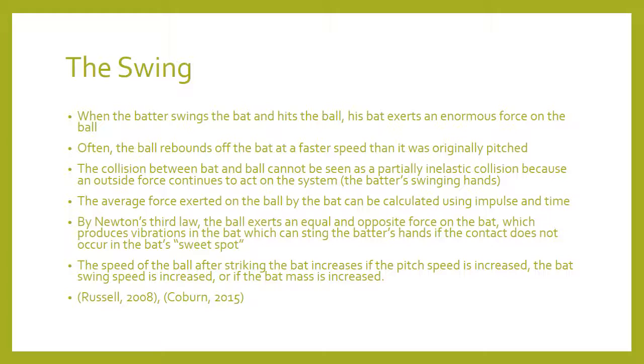In this case, the batter's moving his hands and therefore still moving the bat. We can calculate the average force that the bat exerts on the ball using the impulse and time equation, though. It's interesting to note the speed of the ball after it rebounds off the bat is dependent on several variables. It increases if the speed of the pitch is increased, the speed of the bat swing is increased, or if the mass of the bat is increased.